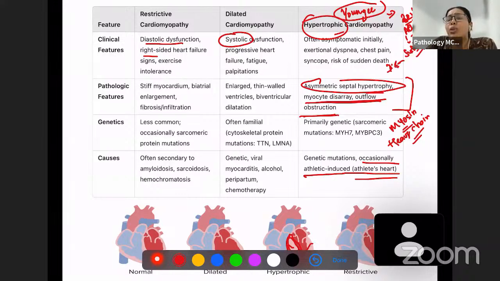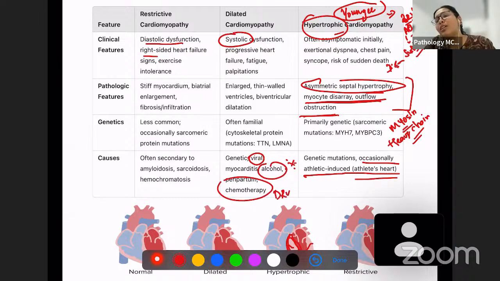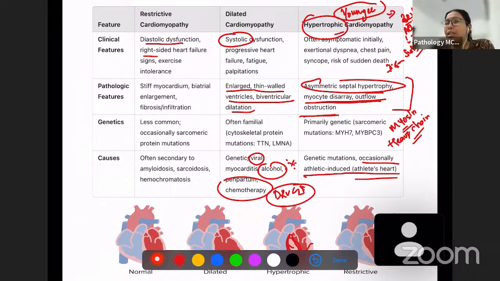And then what else can you see in dilated cardiomyopathy? In dilated cardiomyopathy, the most important reason is viral myocarditis. Alcohol is very important. Postpartum and chemotherapy, drugs can cause dilated cardiomyopathy. So what will you see? Enlarged heart. As we know, the ventricle is going to be enlarged, so thin walled ventricles and biventricular dilatation. Both the right and left ventricle can be dilated.